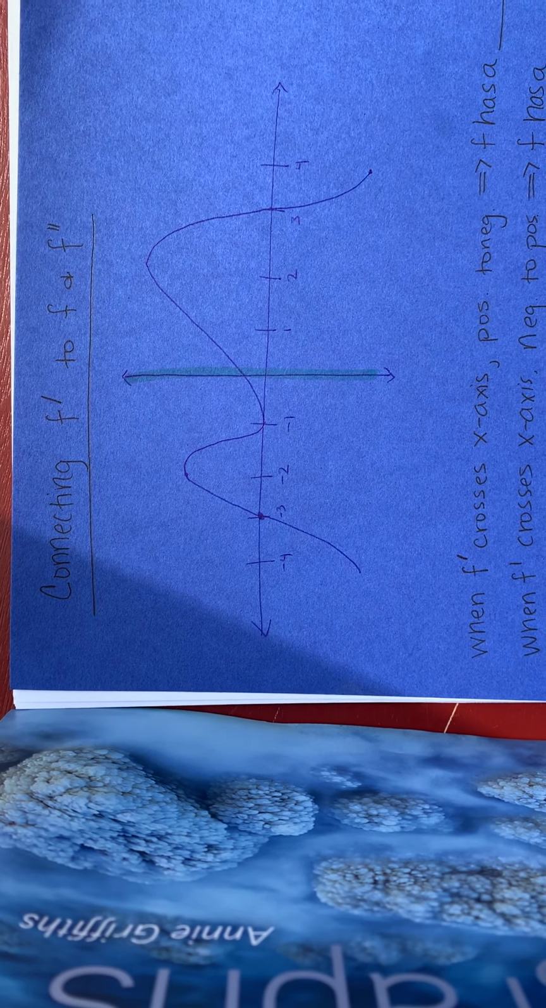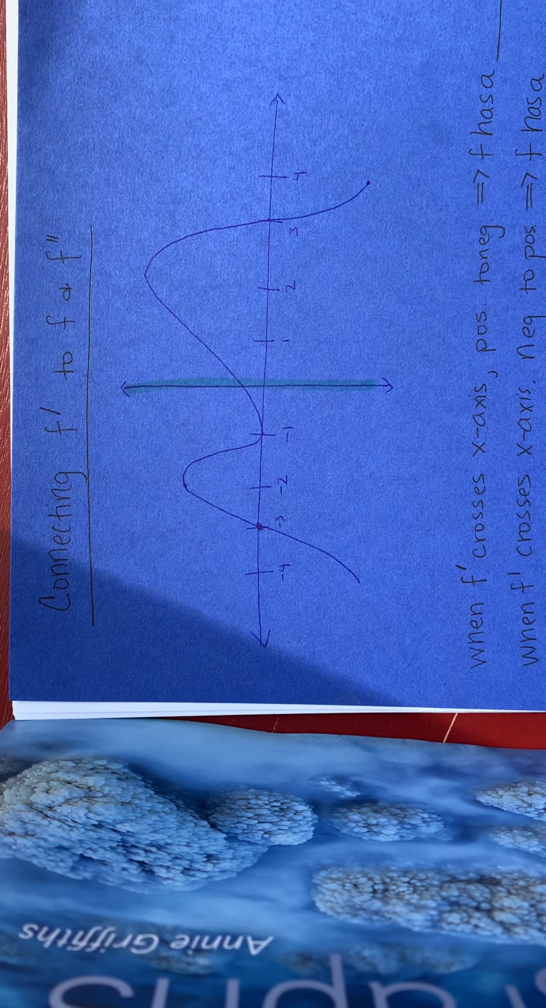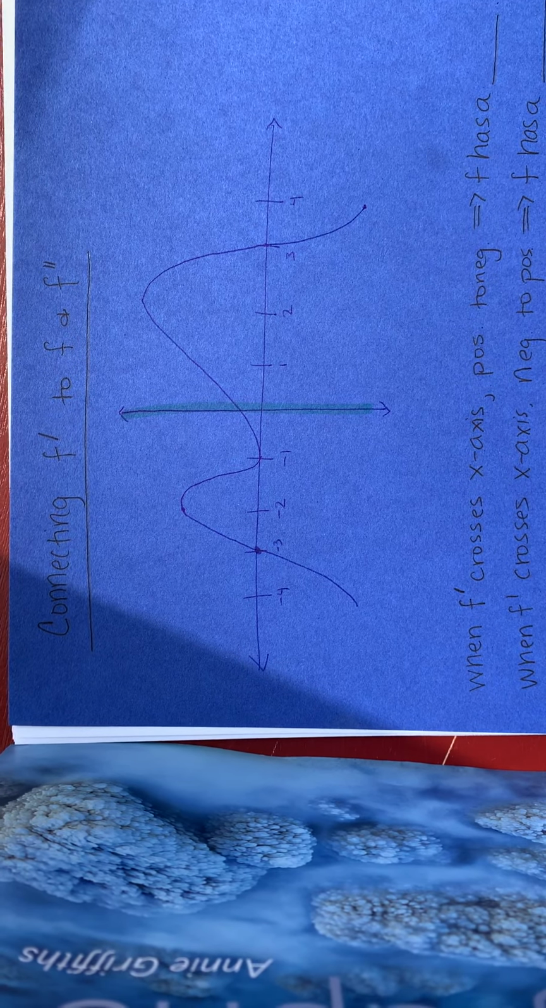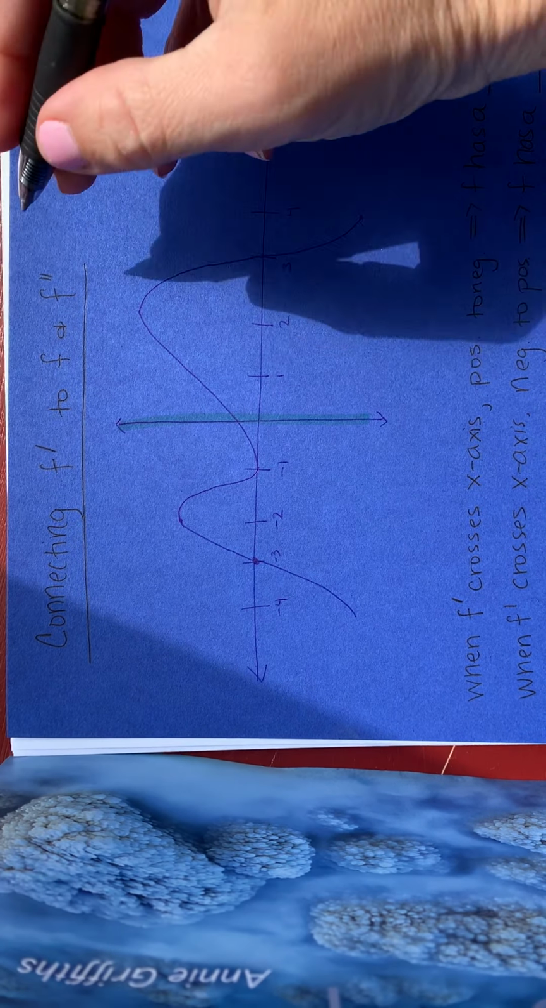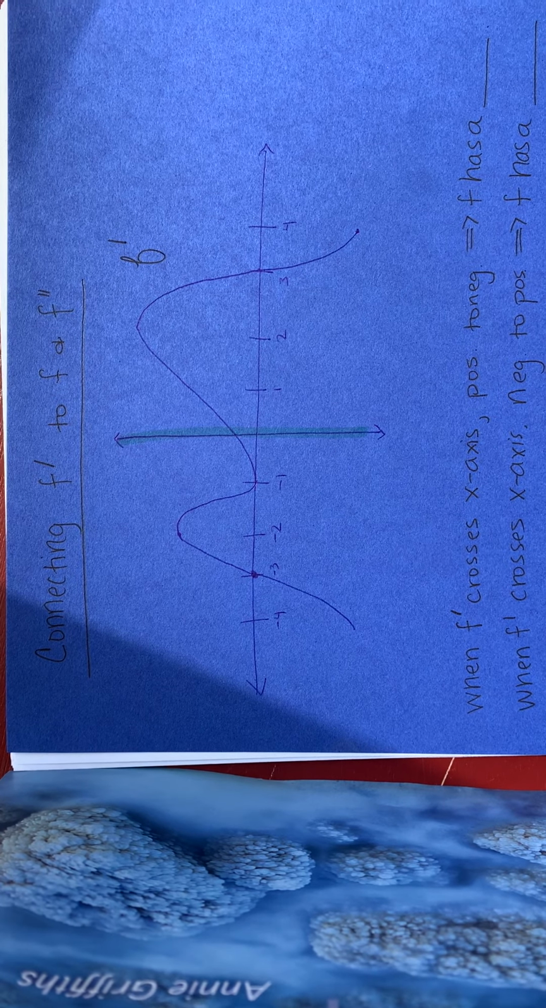Okay, here's a short video reminding you how to connect the graph of f prime to f and f double prime. This is all in your notes. AB in particular, we did this a ton, so I would go back and grab some of this. But let's say that you're given a graph of f prime. What can you tell about f?